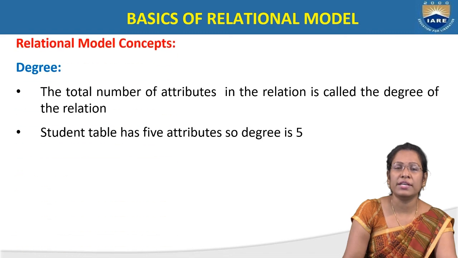So coming to the next one, degree. Degree specifies the total number, as we know that the table contains rows and columns. The total number of attributes in the relation is called the degree of the relation. Suppose I take a student with the attributes SID, SName, SAge, SAddress. How many attributes have we mentioned? Four attributes. So the degree of that particular relation is 4.